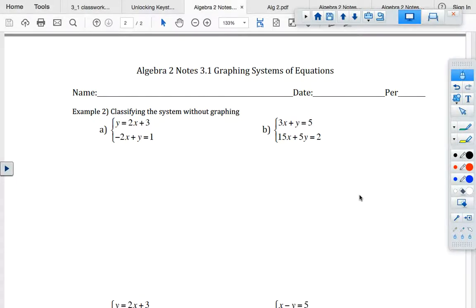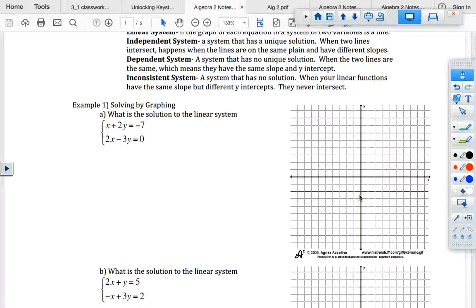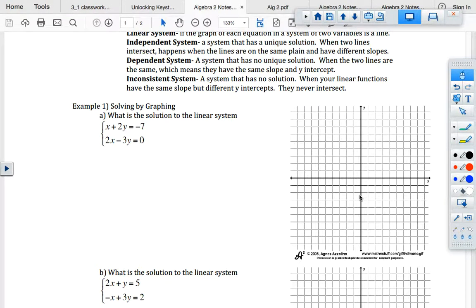All right. Again, let's just talk about these systems real quick. So we'll be talking about independent, dependent, and inconsistent. Guys, an independent system, just so you know, when we get them both to be y equals, they're going to have different slopes. That's the key to an independent system. Different slopes. Okay? The key for a dependent system: same slope, same y-intercept.